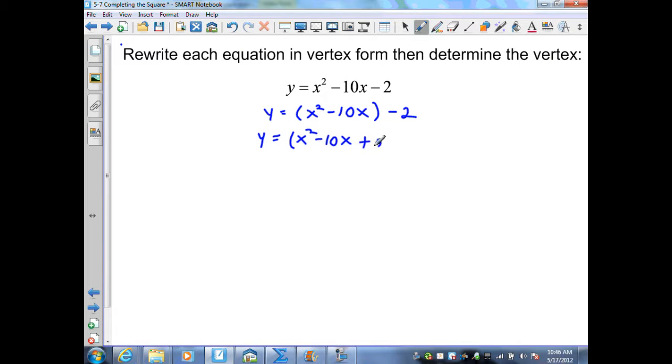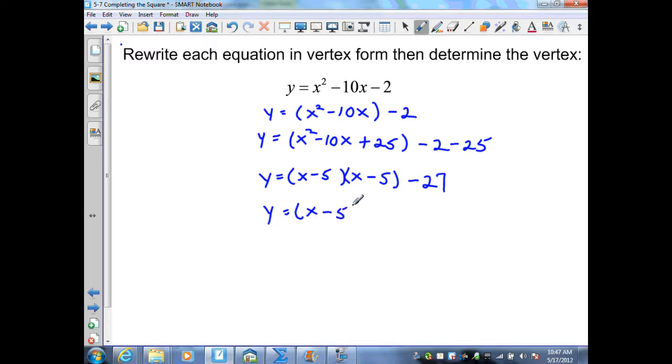I want to add that to my group. And since I did not factor anything out, I want to subtract that outside of my group, which is a negative 2 minus 25. Now I want to factor my perfect trinomial, x minus 5 and x minus 5. And when I simplify, minus 27. And then I rewrite x minus 5 squared minus 27.